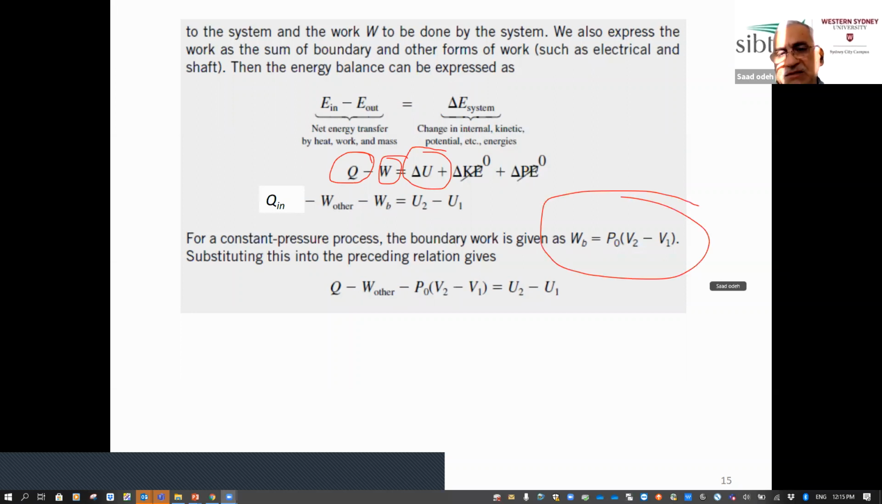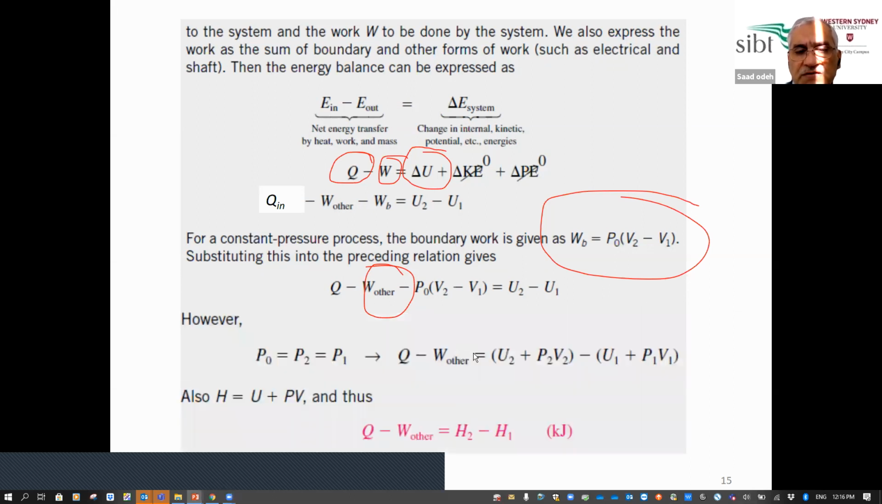W is the pressure multiplied by change in volume. So we know that change in volume represents the boundary work of the gas. Okay, and the other one is the power provided by the electric heater or electric resistance. Okay, so if we know all these values, then we can simply solve this equation.